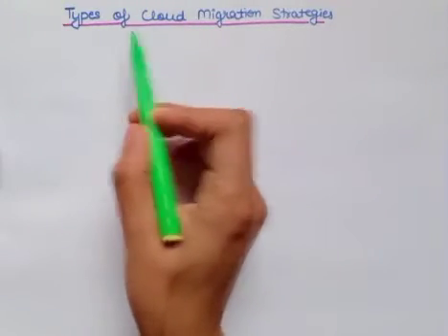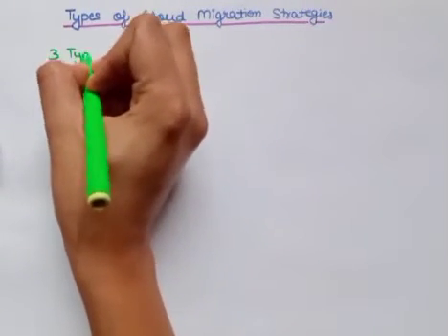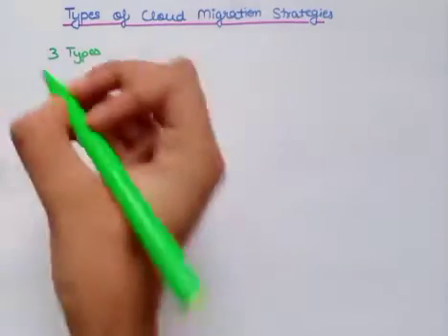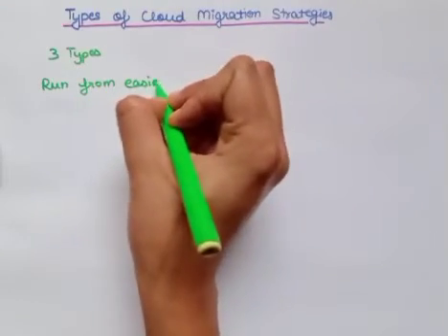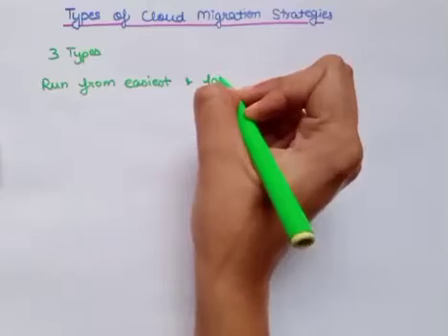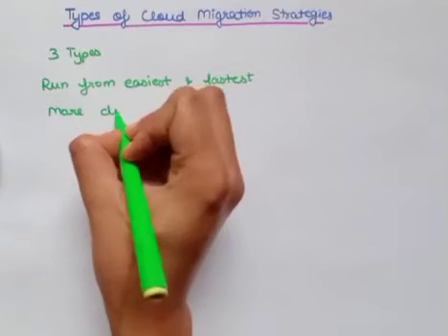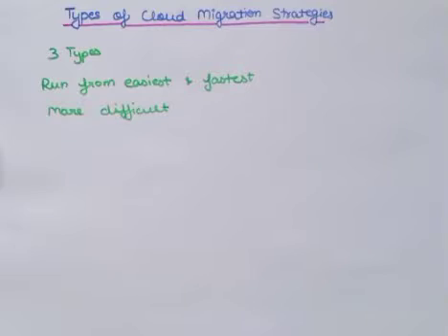Our topic today is types of cloud migration strategies. In cloud computing, we generally have three basic types or patterns of cloud migration. There are mainly three types, right? And these always work in a particular order. They run from easiest and fastest to more difficult and bigger benefits, right?